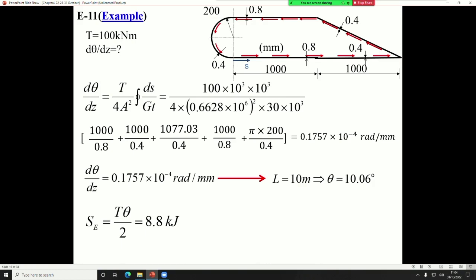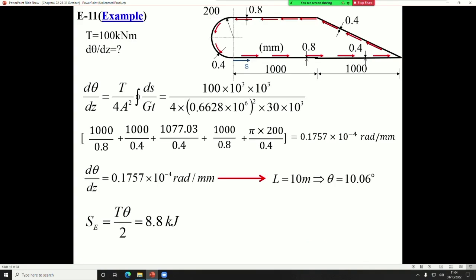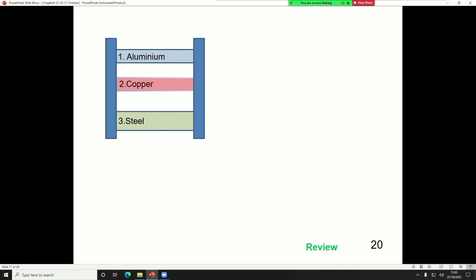Any questions? One of the students asked me, did it answer the question? Okay. Before we move on to slide 15, finding the angle of twist and shear stress of a multi-cell tube subject to a torque, I go through slide number 20. It's a review slide, something you should already know. However, I just briefly go through it. Based on whatever I show you on slide 20, I show you the equations on slide 15.